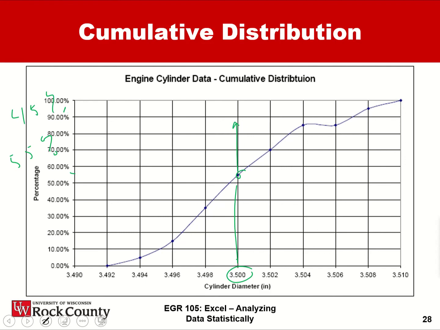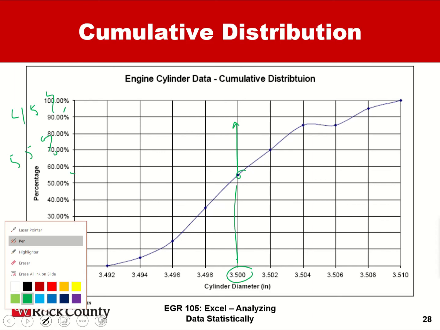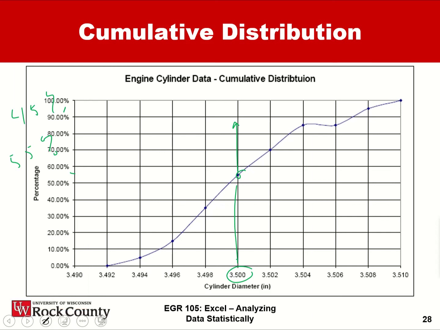If I have, let's pick another value. Let's pick 3.504. If I go up here and come across, you'll see I'm at 85%. So 85% of the cylinders will be 3.504 or less, and only 15% will be larger than that. So that's the probability of something. What's the probability of it being greater than 3.504? 15%. That is how we use this data.